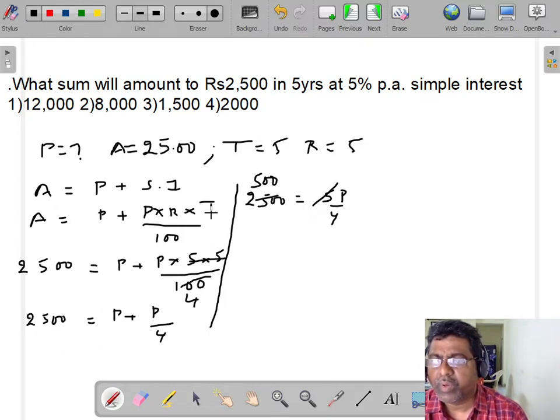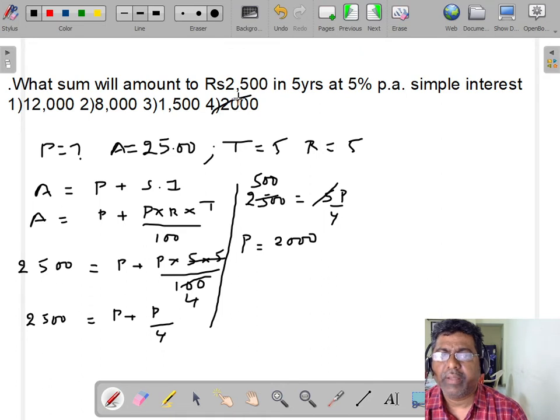Therefore P is equal to 4 into 500. So P is equal to 4 into 500. The value is 2,000 rupees, which is the required answer. Option 2 is the right answer.